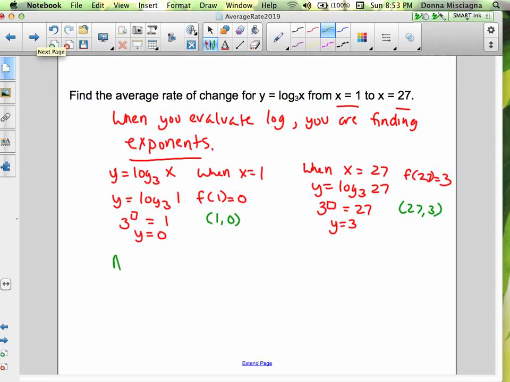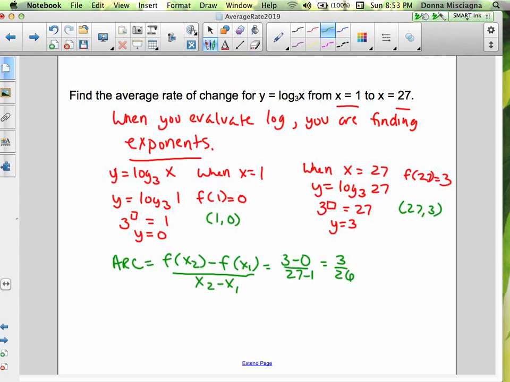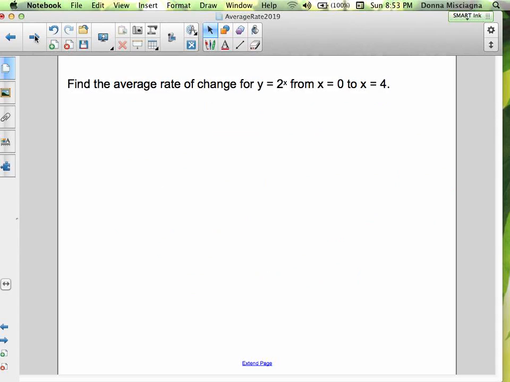We can find the average rate of change, which is the difference in the value of the function over the difference in the x values. That's going to be 3 minus 0 over 27 minus 1. So that's 3 over 26. Log functions grow really slow, and the greater the x value, the slower it grows. So there we have found the average rate of change. I think I've got one more, and then in the next video we'll look at some real world problems.